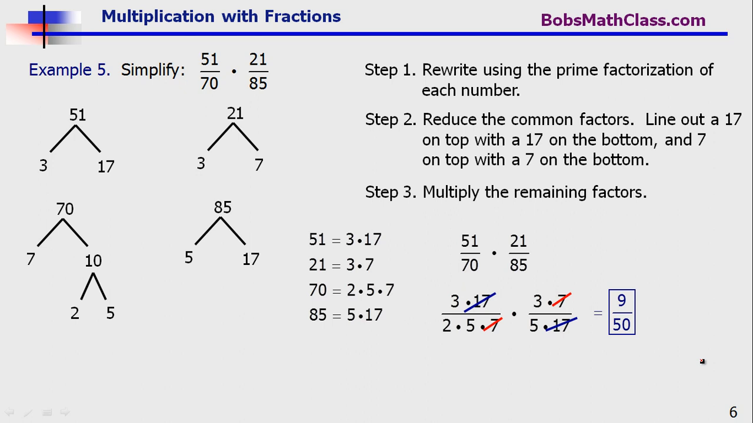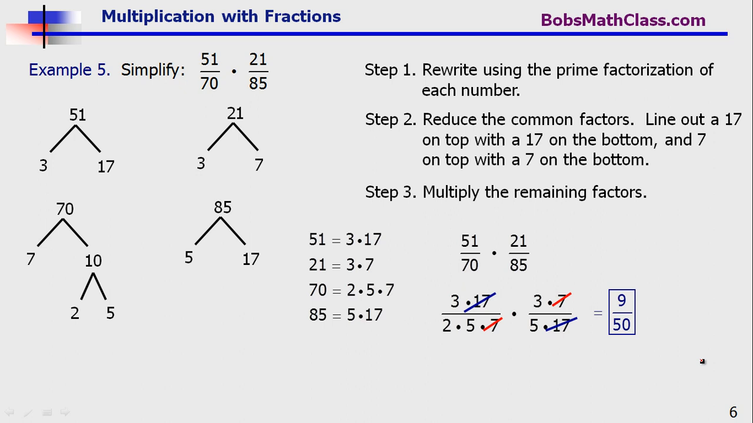I mean, think about it. Who would have thought that 17 goes into both 51 and 85? Well, maybe me. But most people won't. Most people are not going to say, oh, 17 goes into those two numbers. So that's why we need to do this process.